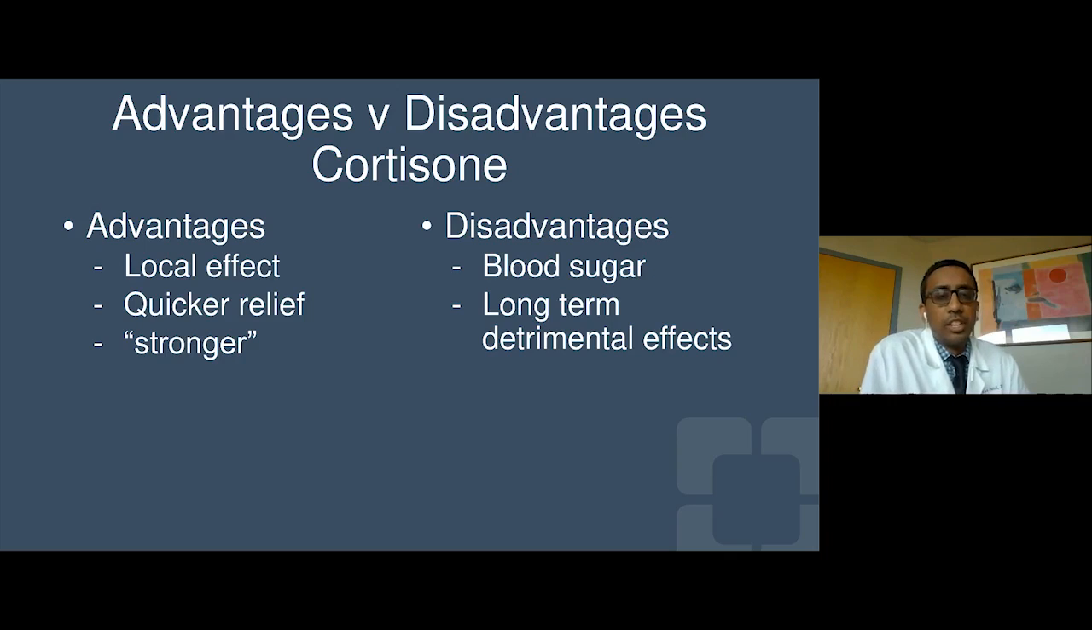So, advantages and disadvantages. Advantages, it is localized. So there is a small systemic effect with the steroid part, and that's why we have to be careful with diabetics, specifically uncontrolled diabetics, because the cortisone does affect the blood sugars. You generally do get quicker relief with this, and I put in quotes, stronger. It does have a little bit of a stronger anti-inflammatory effect than some of your over-the-counter options. And my belief is that it is the fact that we're localizing it to that joint.